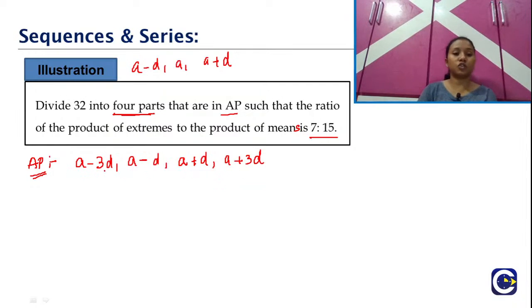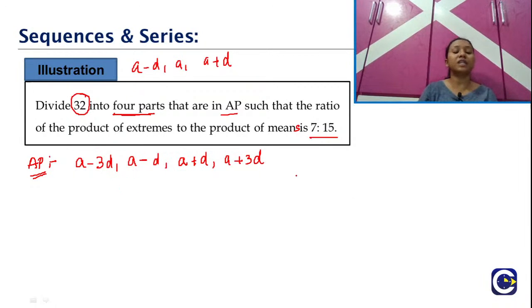So amongst these four terms, this will be the lowest, and then next, followed by A plus D and followed by A plus 3D. So this is an increasing AP. We can directly state that. So what will be the first condition here? As we know, the number which is given is 32, and we are trying to divide this 32 into 4 different parts. Right, that means the sum of all these 4 parts will obviously be equal to 32.